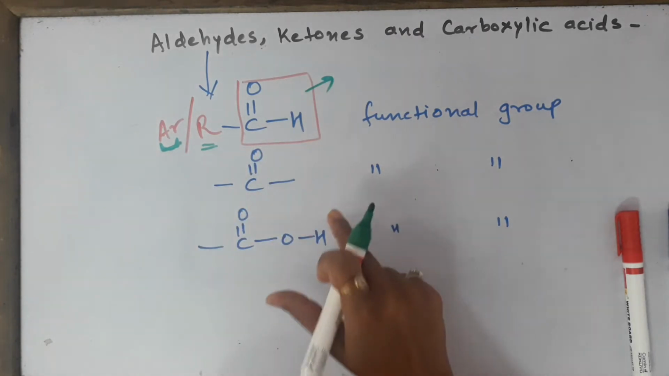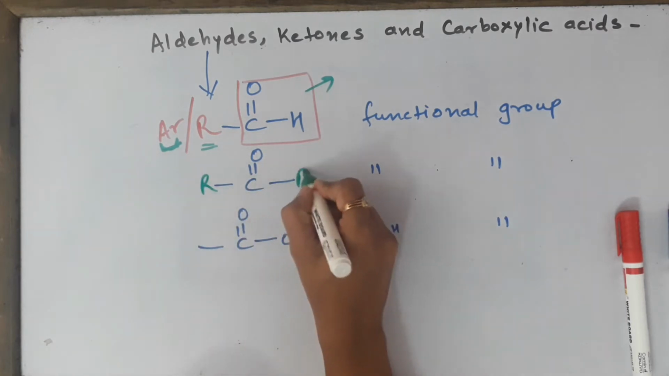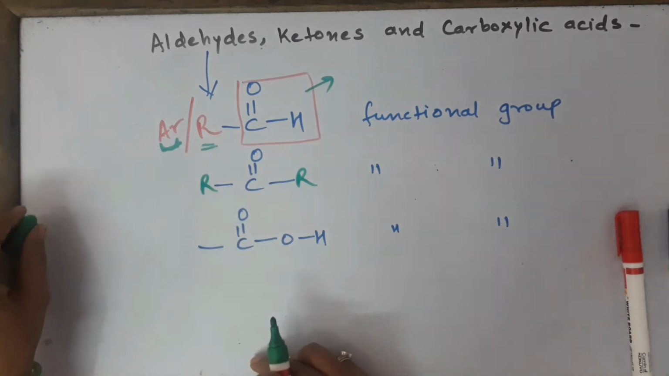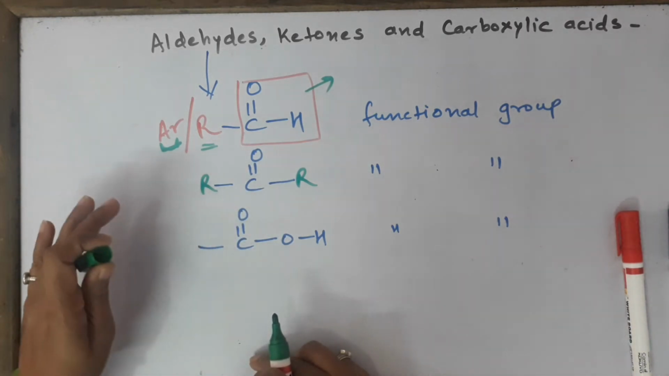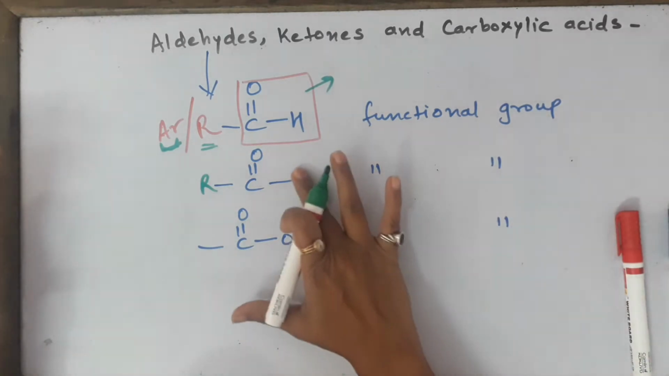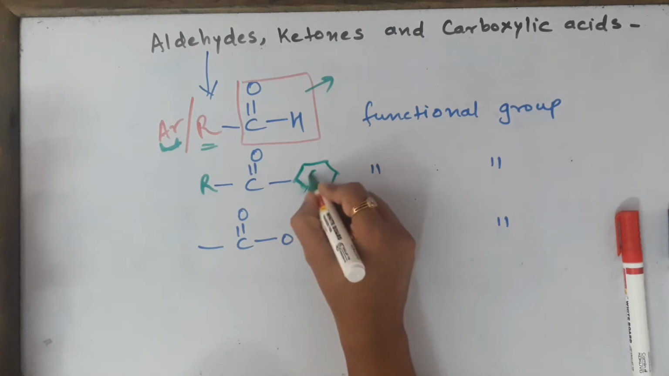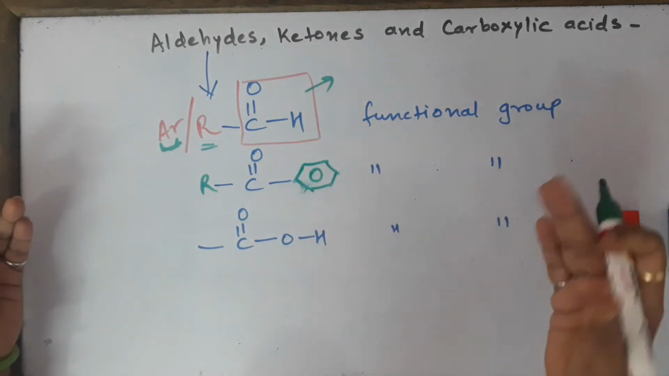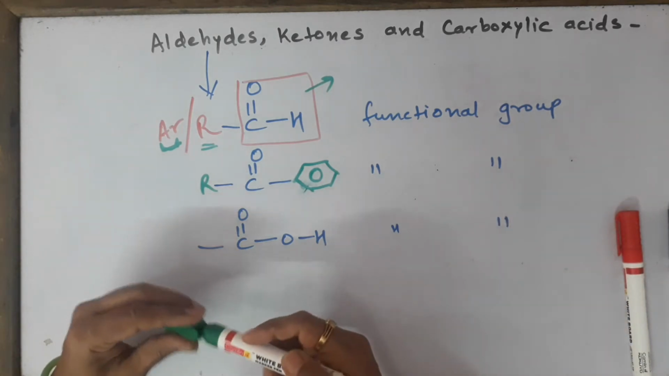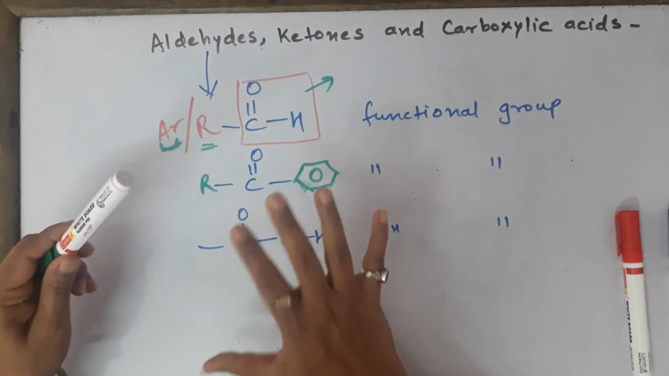Coming to ketones, you can see that on both the sides we can have any kind of groups of our choice. Like for example, if I put R and R, it becomes an alkyl ketone or an aliphatic ketone. On the contrary, if we replace one of them or both of them by benzene or its derivative, then that becomes an aromatic ketone. So the point is that whenever benzene is attached to the functional group, then that becomes your aromatic compound.